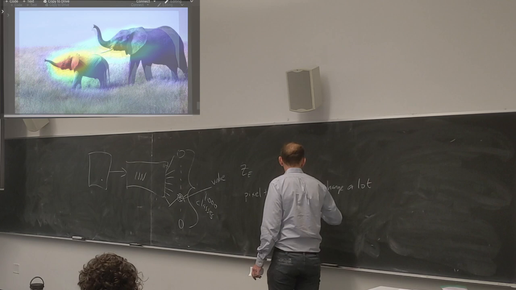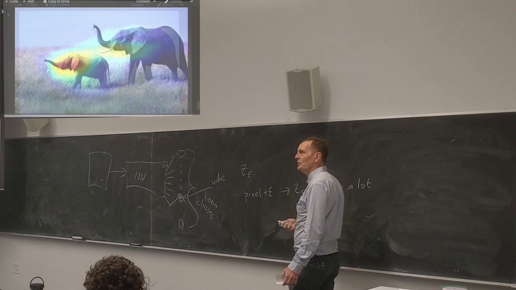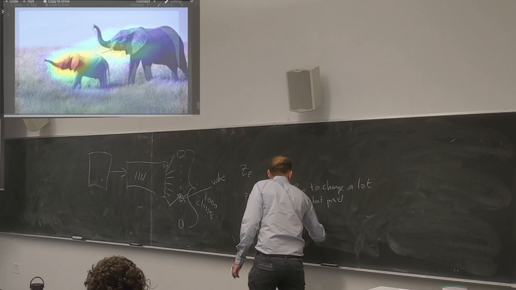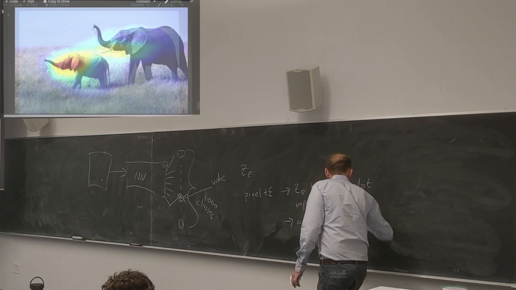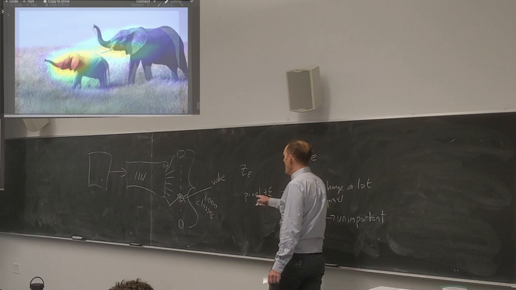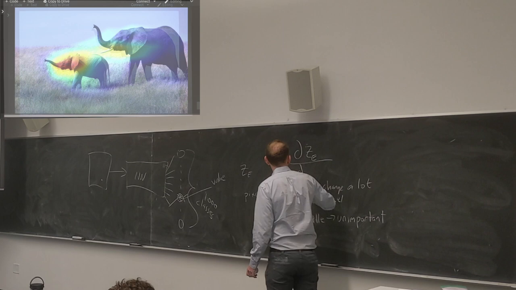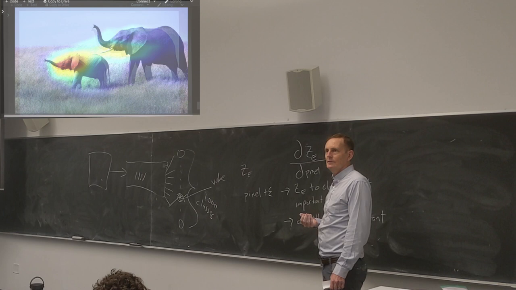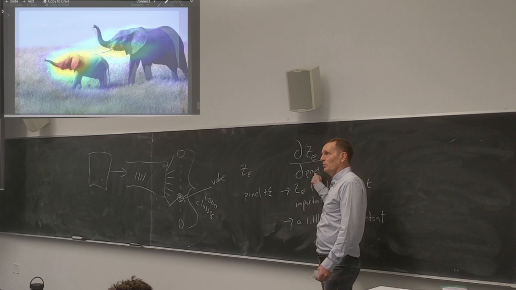And if it changes a little, unimportant pixel. So a little, unimportant. And the nifty thing is we have very nice machinery. That is a partial derivative of Z sub E, right? That is the output of this particular node before we do the softmax with respect to a particular pixel. Okay? We could look at a particular red component of the pixel, or green component, or blue component, or we could view it just sort of as a vector.